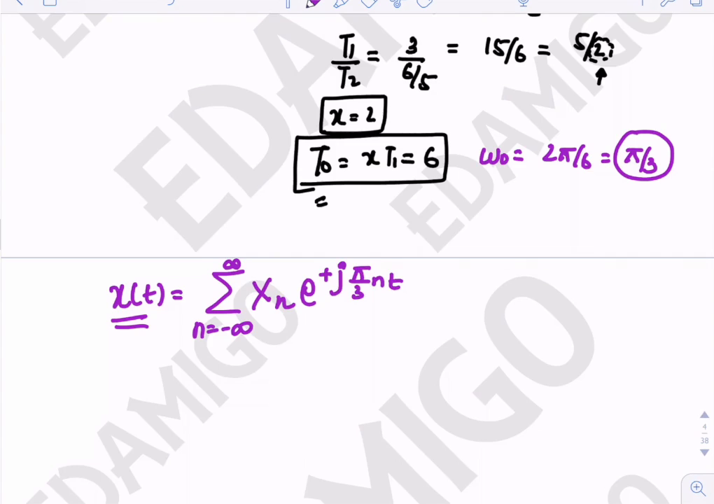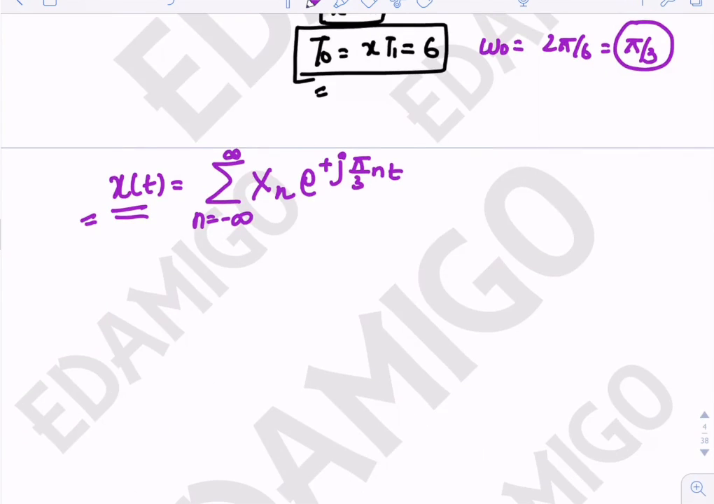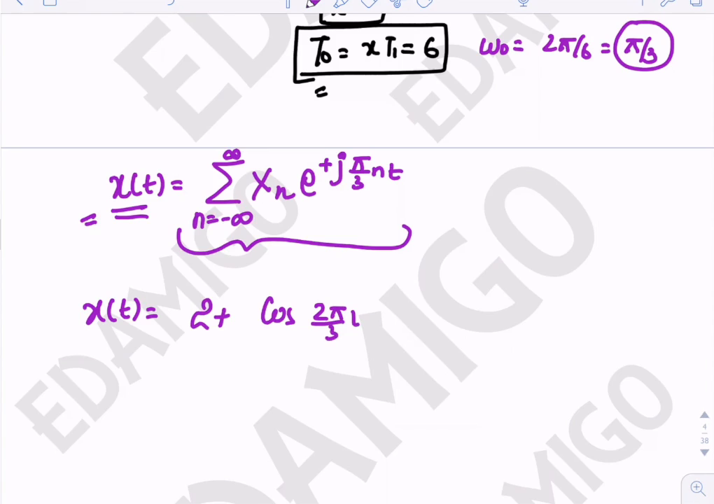Now, since x(t) is given to us as 2 plus cos of 2 pi by 3 t plus 4 sine of 5 pi by 3 t.